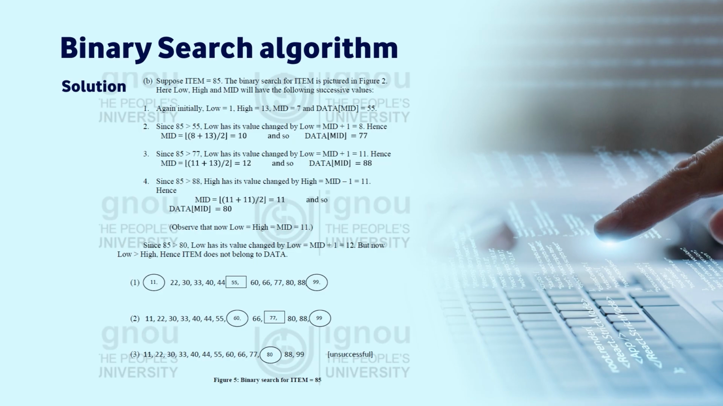If 85 is not present, like in this example, the 85 element is not present in the given list. So this can also happen. If you check here, there is no 85 element in the list. By applying the algorithm in 3 steps, you get to know that there is no element 85. So you can also return -1 at the end if the element is not found.